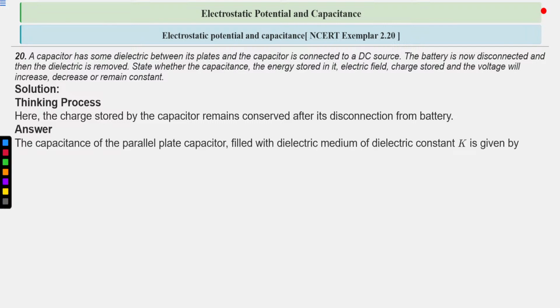The capacitance of a parallel plate capacitor filled with a dielectric medium of dielectric constant K is given by the following. Initially, there is a dielectric between the plates of the capacitor and it is connected to the DC source. So what is the capacitance now? Capacitance is equal to K epsilon naught A by D, where the symbols are as usual.